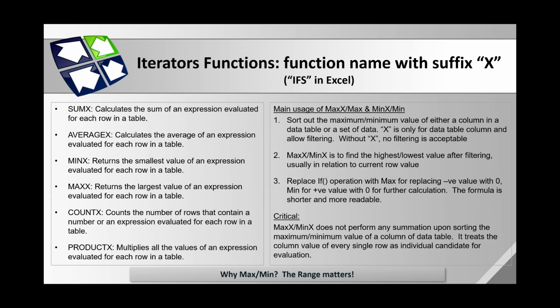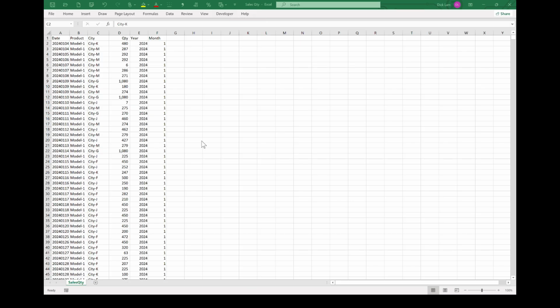Another aspect I would like to draw your attention to is that MAXX and MINX do not perform any summation when sorting out the maximum or minimum value of a column of a data table. It is better explained by a sample data set. Here we have a six-column table, and if we are going to sort out the maximum sales by city, this table is not sufficient because you can see that there is a long list.